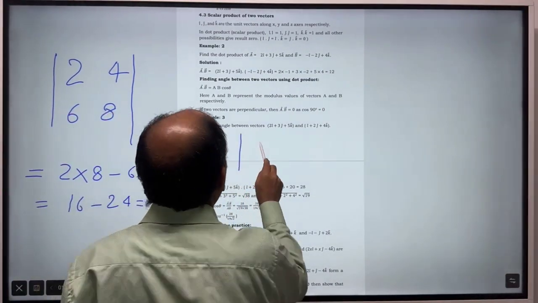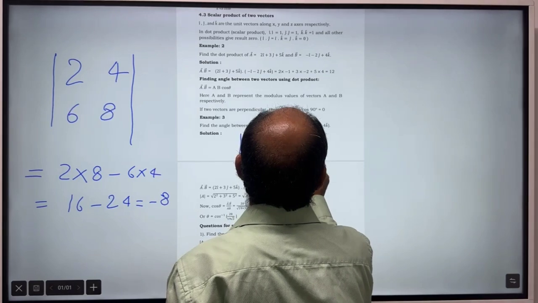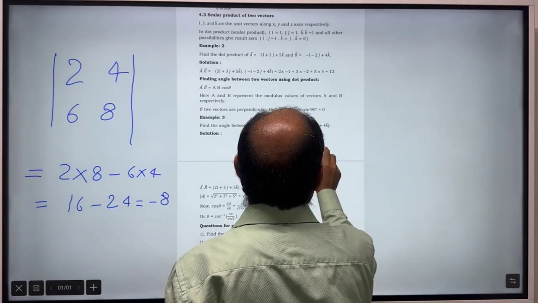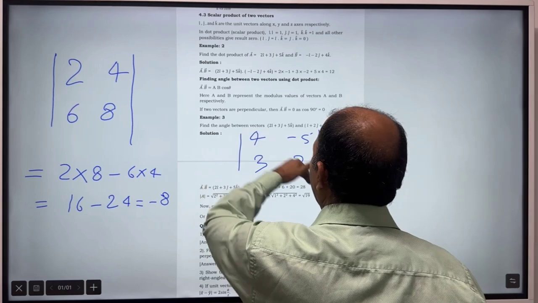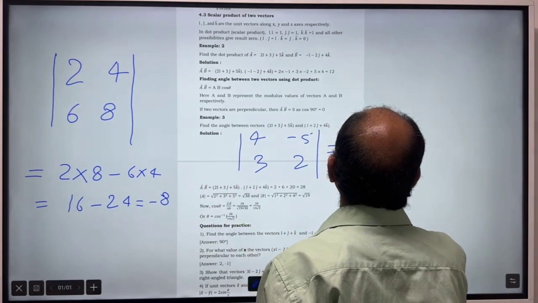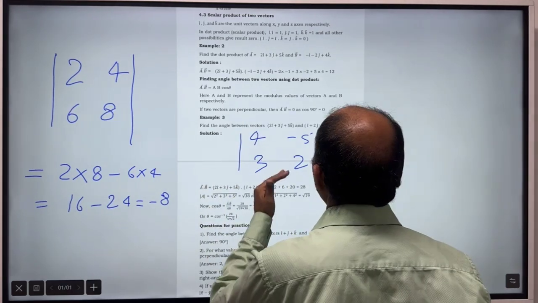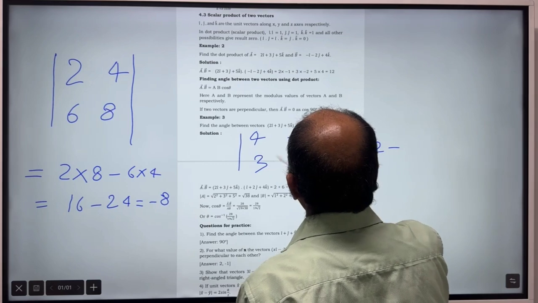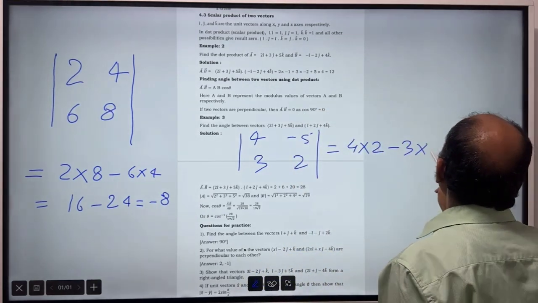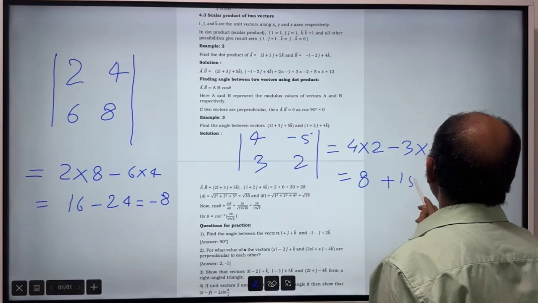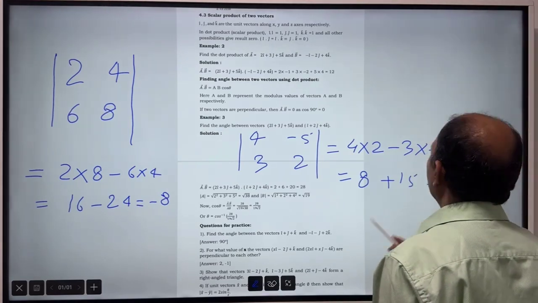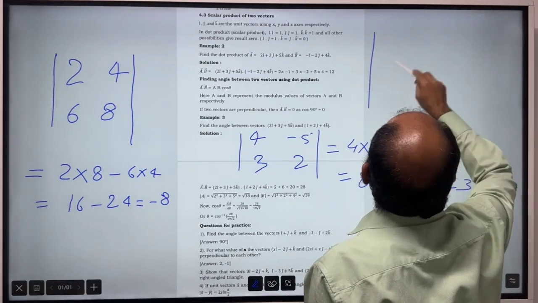Take another example. Suppose 4, minus 5, 3, 2. As I told you, you will multiply like this. This will become 4 into 2, put a minus sign in between and then multiply these two, 3 into minus 5. This will give 8 plus 15, that is 23.